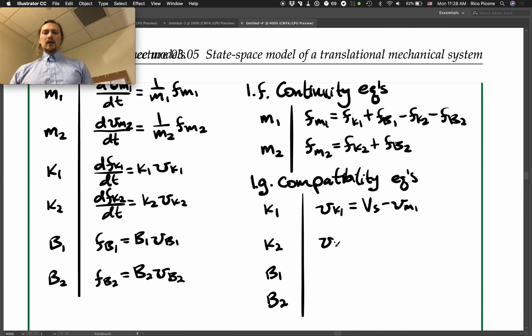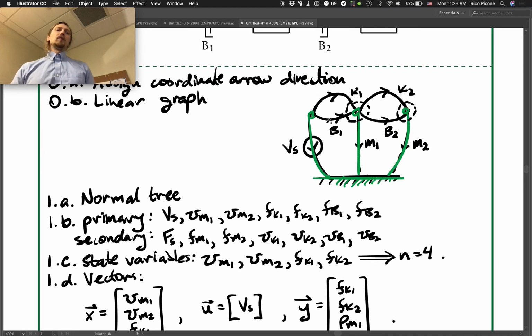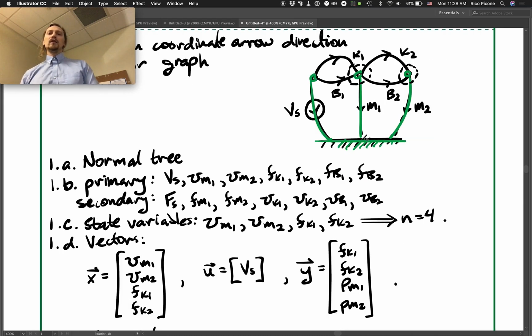So VK2 is equal to VM1 minus VM2. And notice that these dampers are like the same loops, right? So if you put a damper in instead of the B1, it's just equal to VS minus VM1.